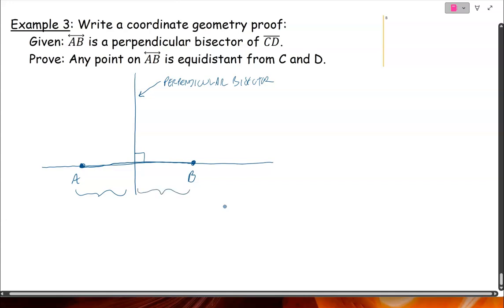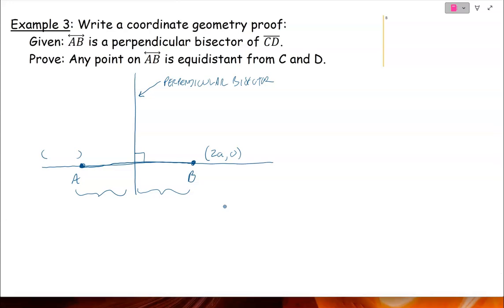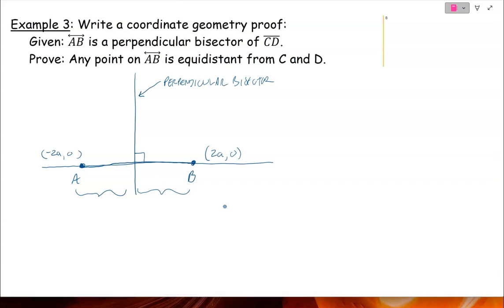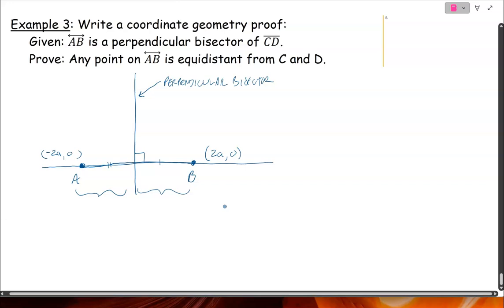So when we name this point, for example, if I name this point 2A, 0, then what should we name point A? So that it's the same distance away from the origin. Spencer? There you go. Good. Negative 2A, 0. So if it's 2A in one direction and negative 2A in the other direction, then that makes both of those lengths the same, which is what we want as our given.